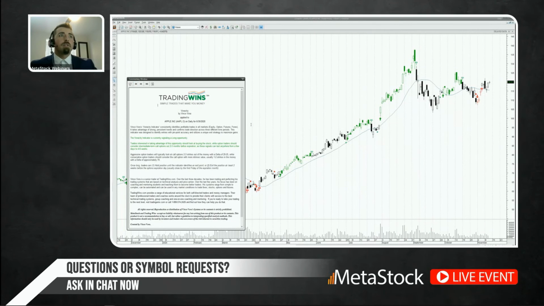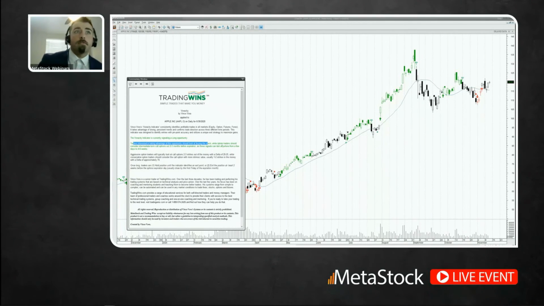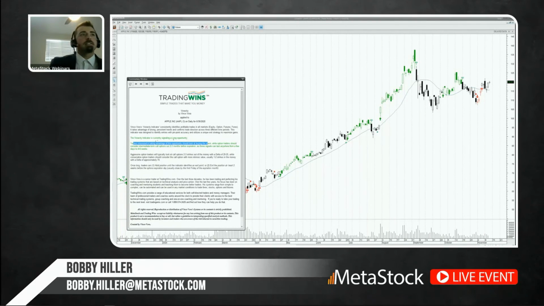So when that does actually trigger, it tells you a bit about Vince Vora and his indicator in this commentary too. But the part I like to look at is what's in green here, or if we were on a short signal, it would be in red. It says this is currently signaling a long opportunity. Traders interested in taking advantage of this opportunity should look at buying the stock. Or if you're an options trader, it gives you information on options trading too. It says you should consider intermediate term call options out 2 to 3 months before expiration, as these signals can last anywhere from a few days to 4 to 6 weeks.